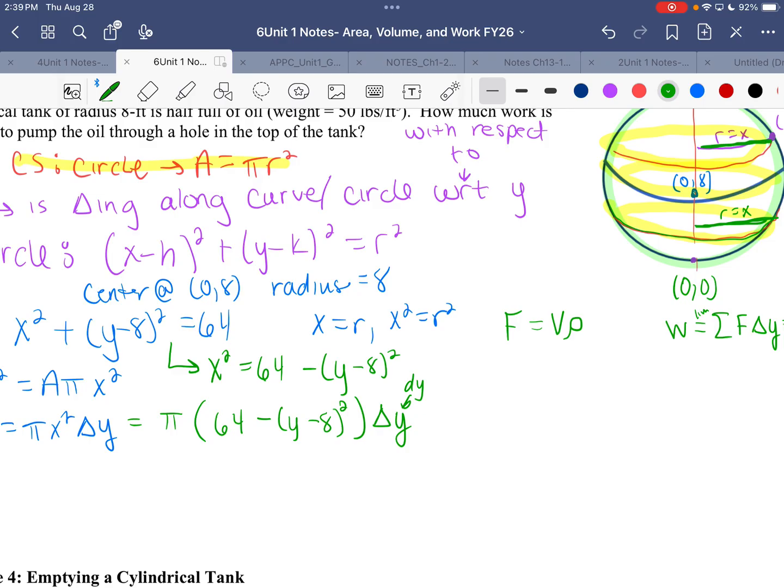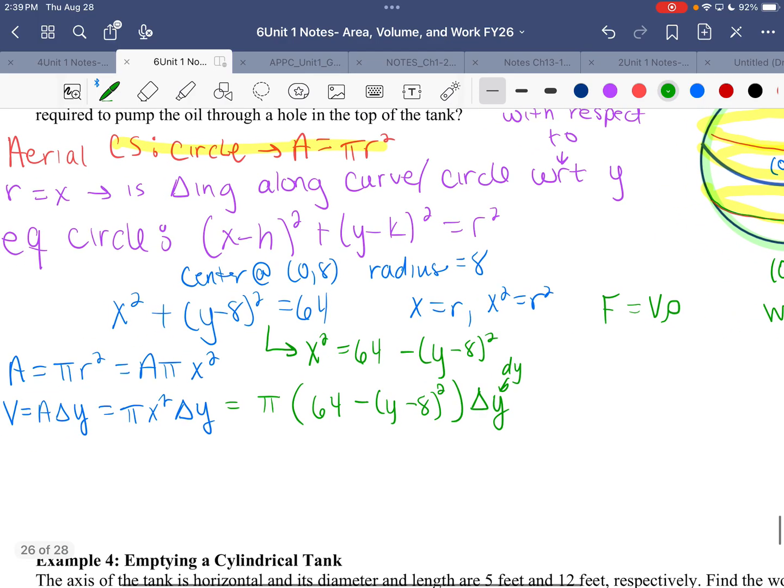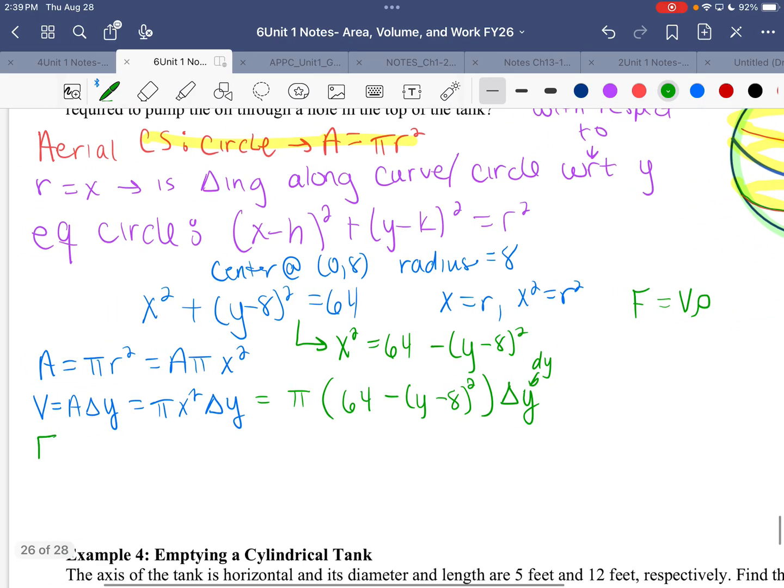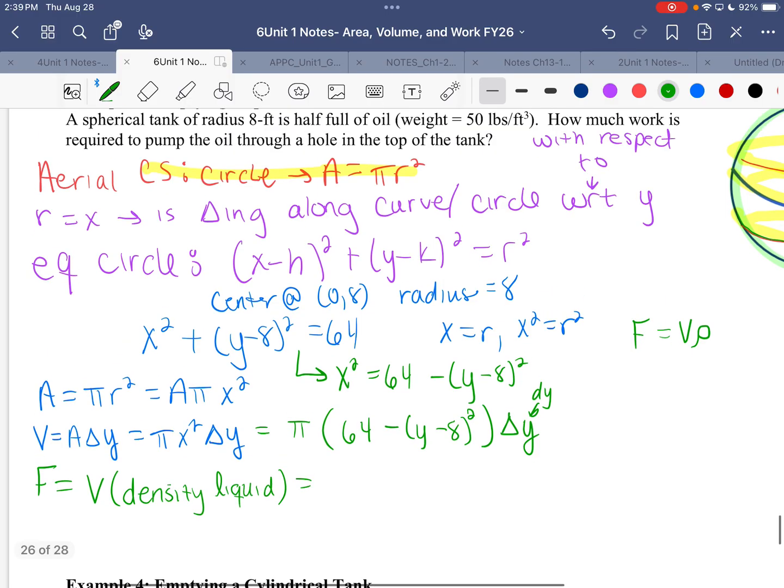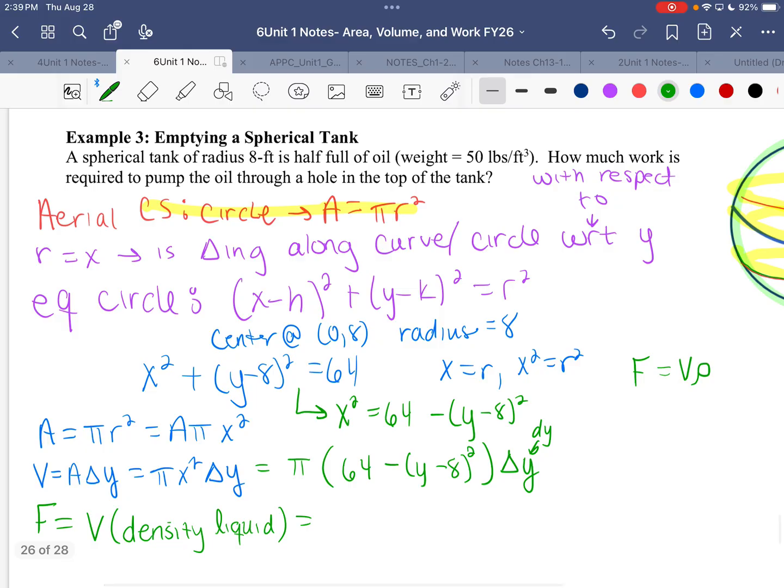All right, so our force is equal to our volume times the density of the liquid. What's the density of the liquid in this case? 50 pounds per cubic feet. This is the density. Or rho, if you know your Greek letters.